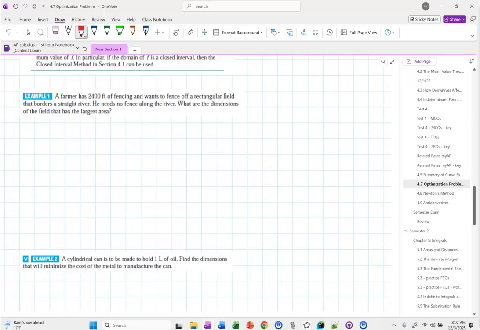All right, so let's start by reading the problem and trying to understand what's going on. A farmer has 2,400 feet of fencing and wants to fence off a rectangular field that borders a straight river. He needs no fence along the river. What are the dimensions of the field that has the largest area? Does everybody understand what we're trying to do? Basically lay out some fencing so that it contains the biggest field possible, right?